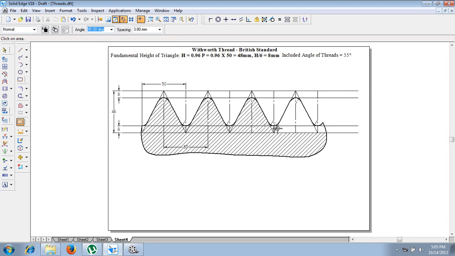called BSW thread, or nothing but British Standard Whitworth thread.